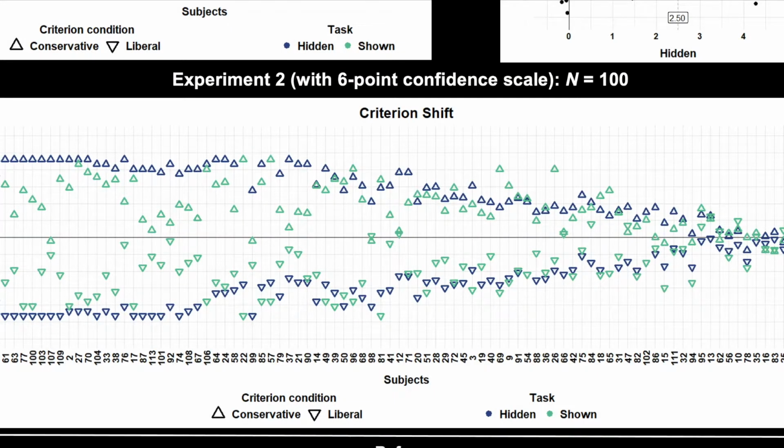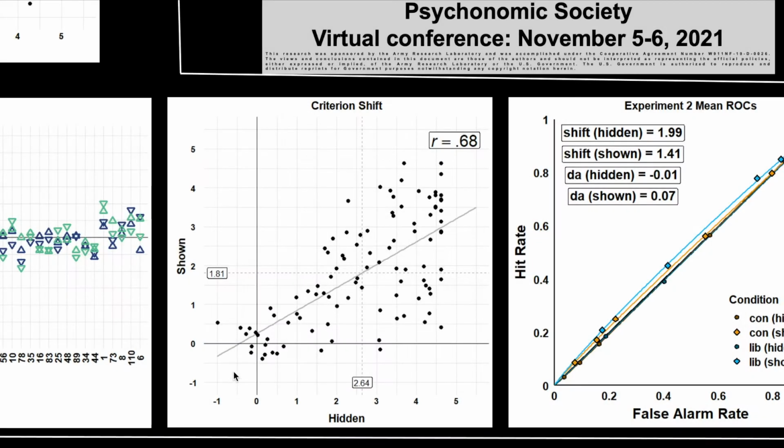In Experiment 2, we collected data from 100 subjects and did an identical recognition memory task as in Experiment 1, except participants responded on a 6-point confidence scale. Again, we see individual differences in the extent to which people shift their criteria when images are hidden versus shown. On the left, we see individuals who maximize their criteria when the images are hidden, but as you go to the right, you can see that many individuals fail to shift even though they have no memory to base their judgments on. We saw a strong relationship in the degree that individuals will shift their criteria whether images are shown or hidden.